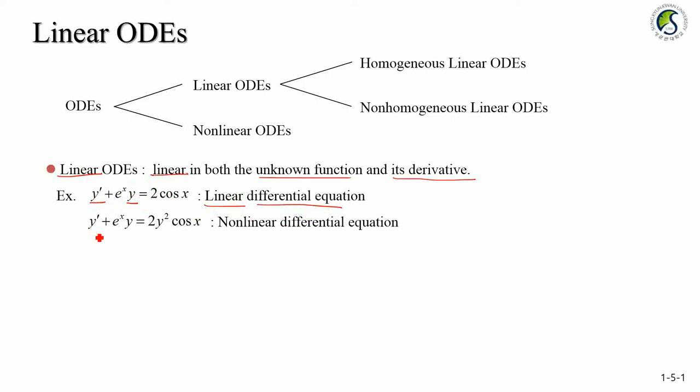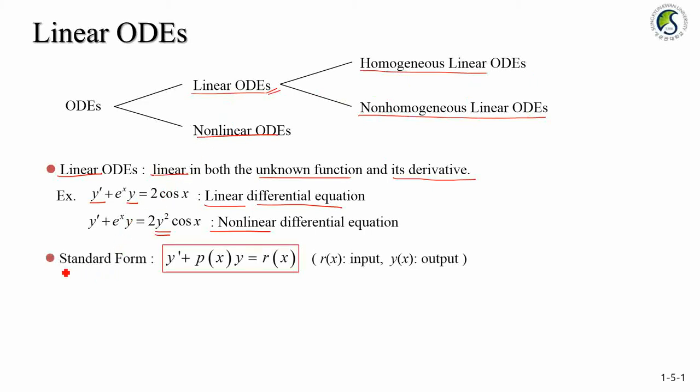What about this? y prime plus e to the x times y equals 2 y squared cosine x. We have a y squared term, which is nonlinear in that case. You can compare those two and see the difference between linear and nonlinear in a differential equation. So now you understand linear and nonlinear equations. On the other hand, linear ODEs consist of two types again: homogeneous linear ODEs and non-homogeneous linear ODEs.